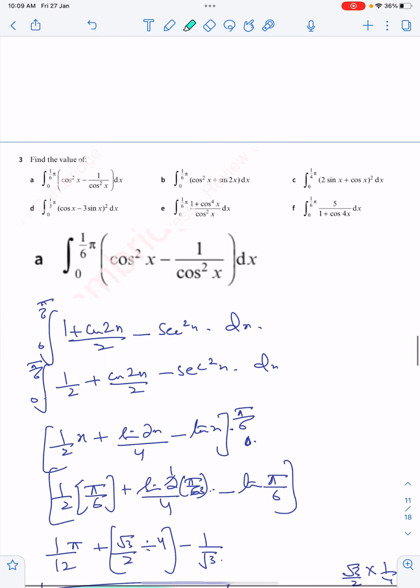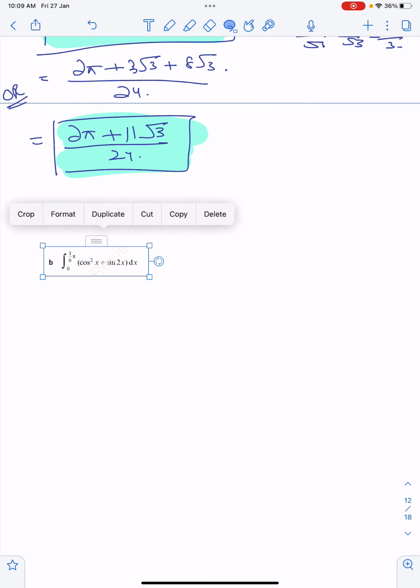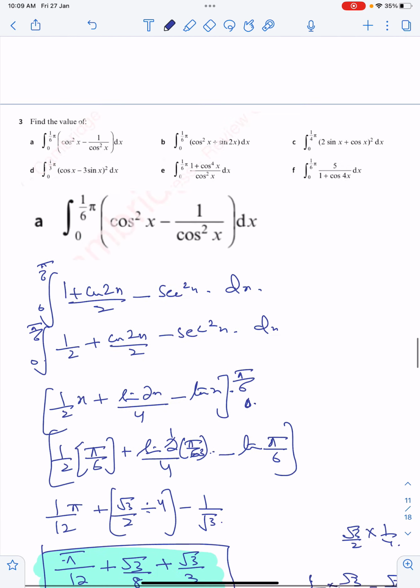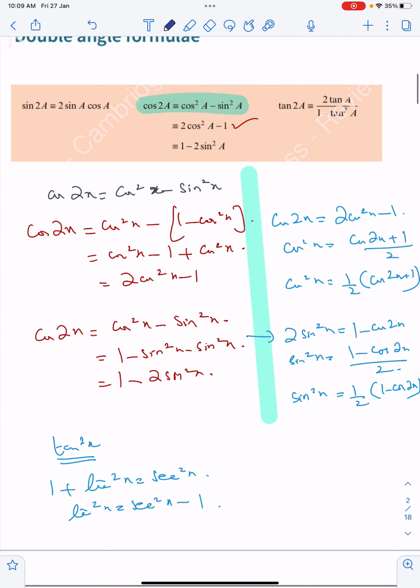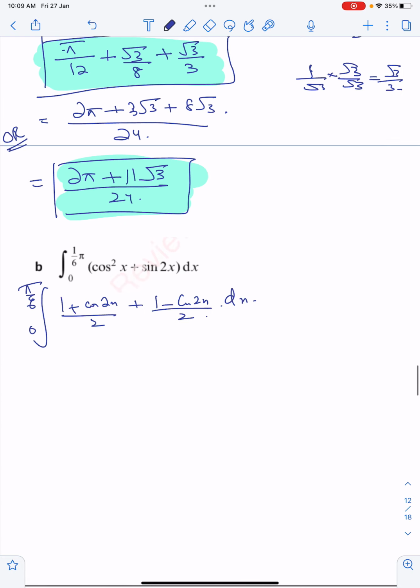Okay, then I'm moving on to the B part. It's cos square x plus sine square x. So in place of cos square x, I'm writing 1 plus cos of 2x divided by 2. In place of sine square x, I'm writing 1 minus cos of 2x divided by 2. And the boundaries are pi by 6 and 0, dx. Okay, let's continue with it.